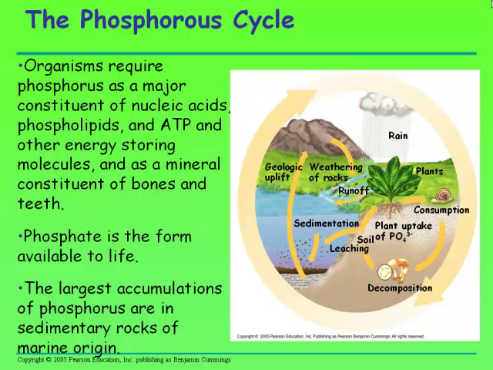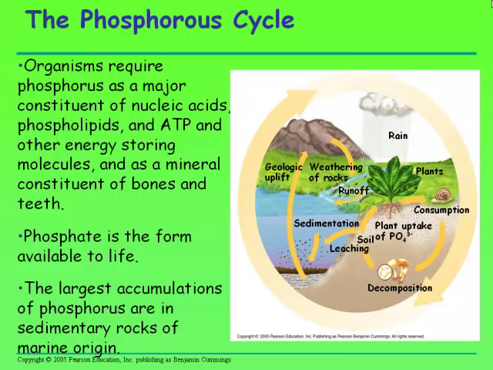Reservoirs. The largest accumulation of phosphorus is in sedimentary rocks of marine origin. There are also large quantities of phosphorus in soils, in the oceans in dissolved form, and in organisms. Because humus and soil particles bind phosphate, the recycling of phosphorus tends to be quite localized in ecosystems.